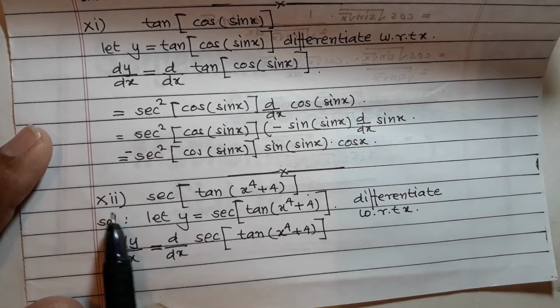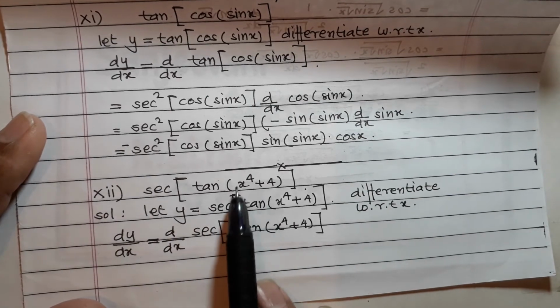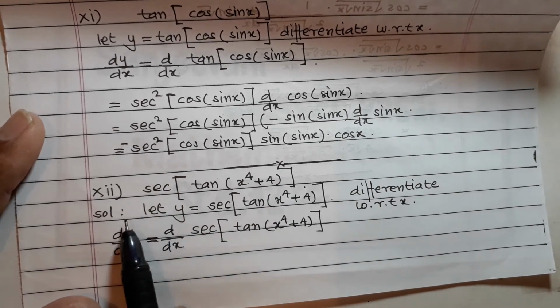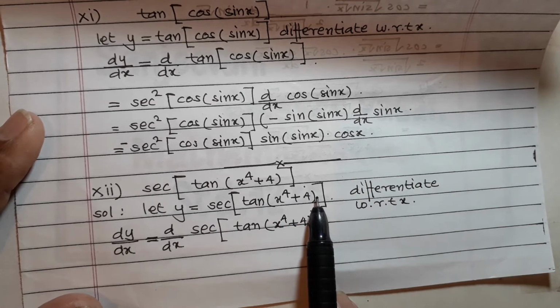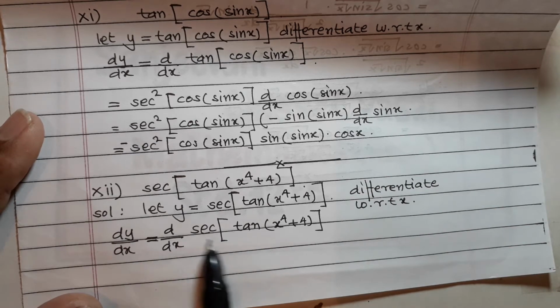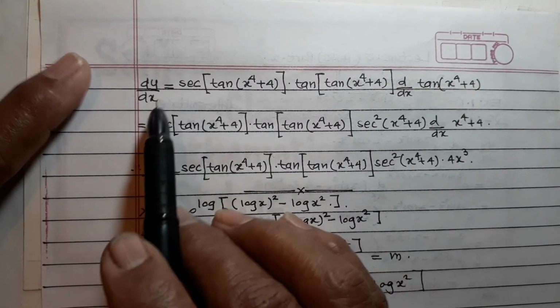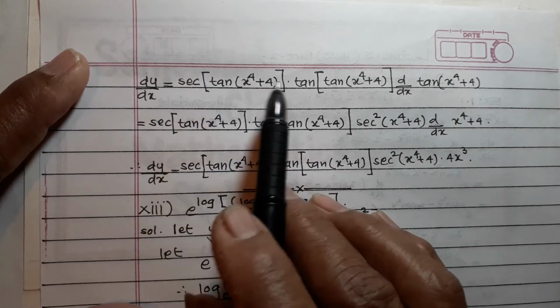Question number 12. sec(tan x⁴ + 4). So let y = sec(tan x⁴ + 4). Differentiate with respect to x. dy/dx = d/dx of y, and then you simplify this. Therefore dy/dx is equal to, the derivative of sec is what, sec x into tan x.